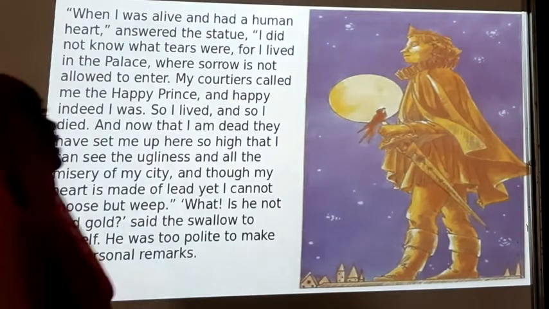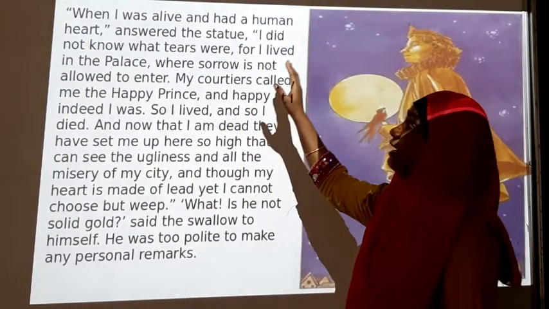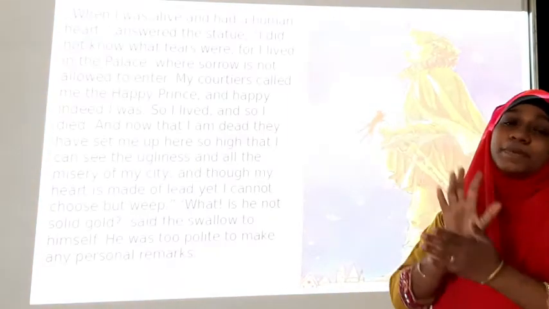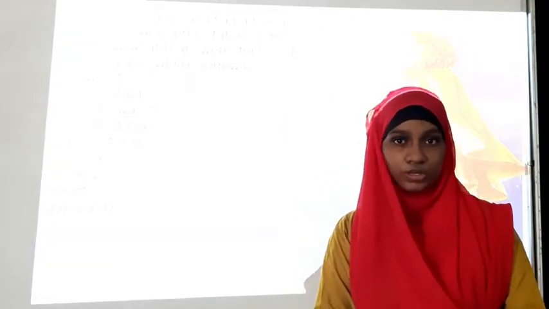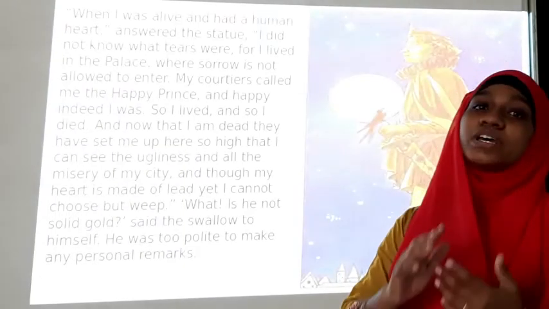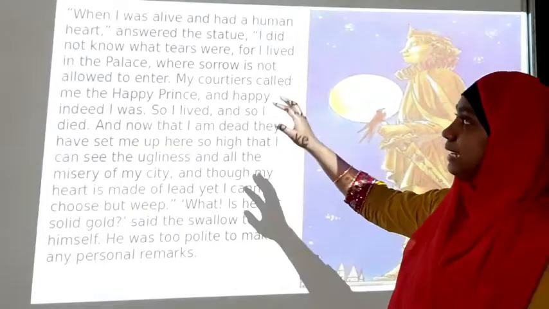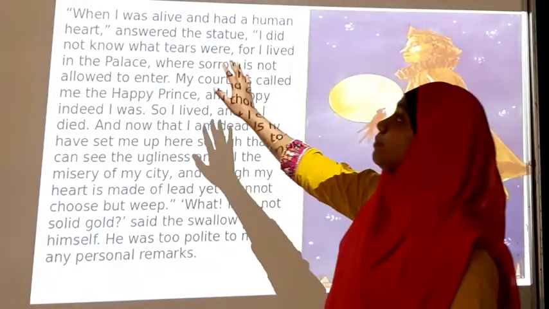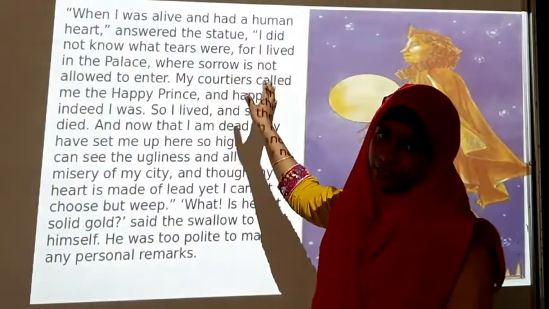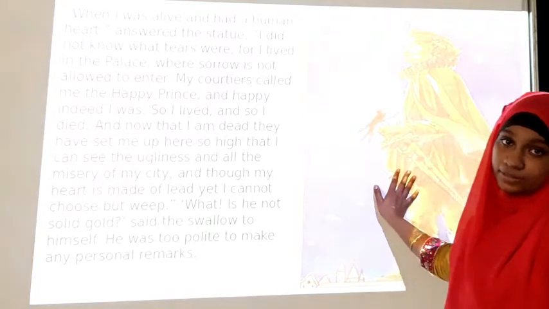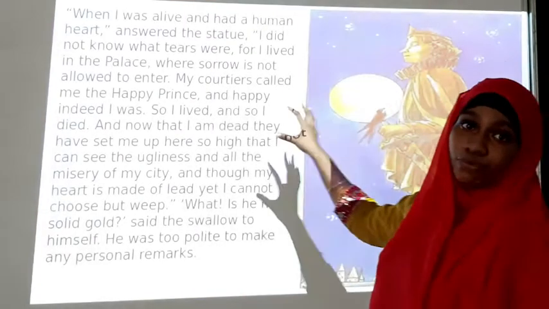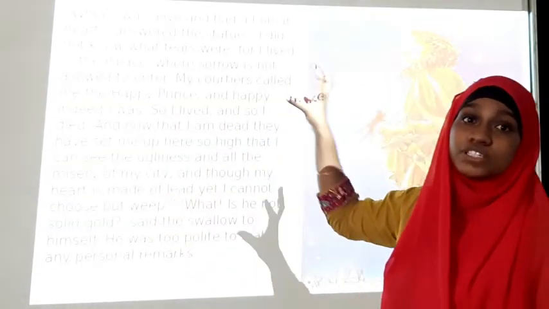See here, when I was alive and had a human heart, the prince is giving an answer to this swallow about why he was weeping, why he was sad. So he was saying that when I was alive, I had a human heart. Now he has a lead heart, where he was made of lead and covered with gold. But before that, when he was alive, he had a human heart.